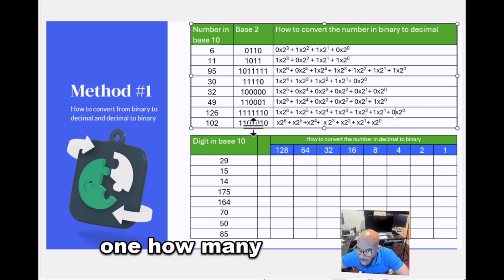And this last one, how many weights? We got the same amount, 1, 2, 3, 4, 5, 6, 7. So your weights are going to be 2 to the 6th, 2 to the 5th, 2 to the 4th, 2 to the 3rd, 2 to the 2nd, 2 to the 1st, 2 to the 0. And then we just put those numbers in there.